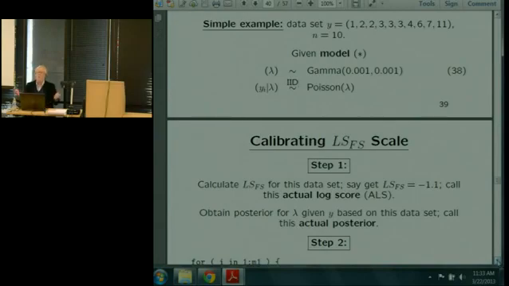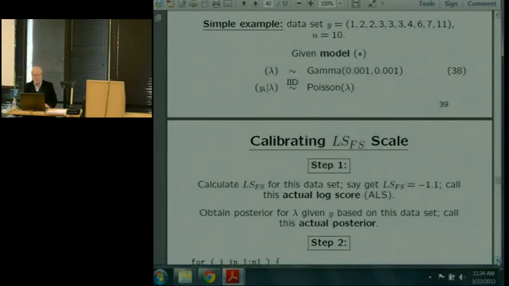Is that a big log score or a small one? Really, the answer is compared to what other model, is it better or worse? But now we're trying to do something harder, which is to say, is that absolute value minus 1.1 something that's feasible, is it reasonable on the basis of the Poisson model? I'm going to call that the actual log score value, ALS. And in the second part of step 1, I want to obtain the posterior for lambda given the data set y based on this data set and that model star. I'm going to call that the actual posterior.